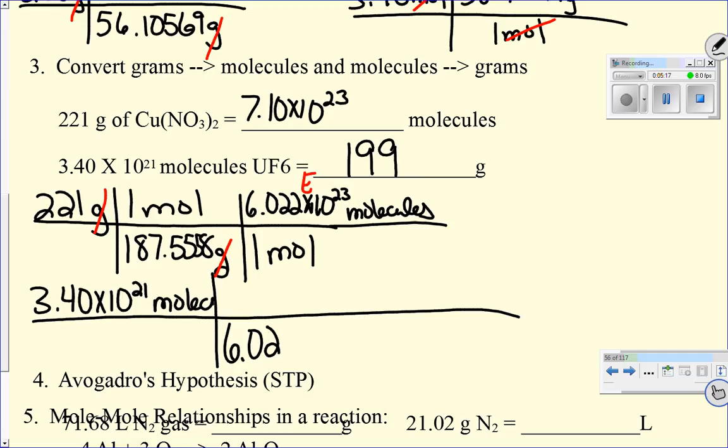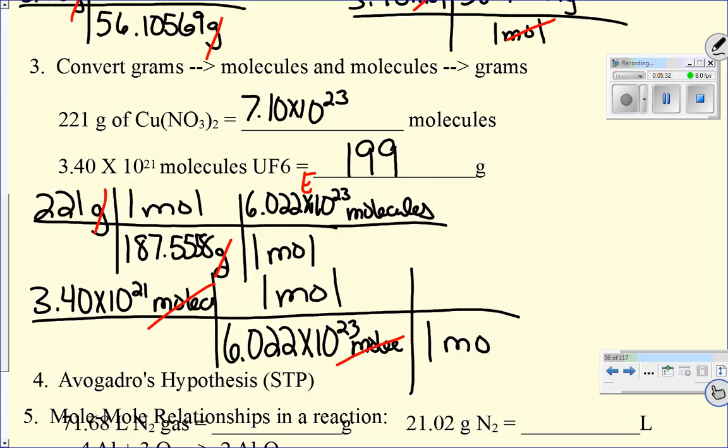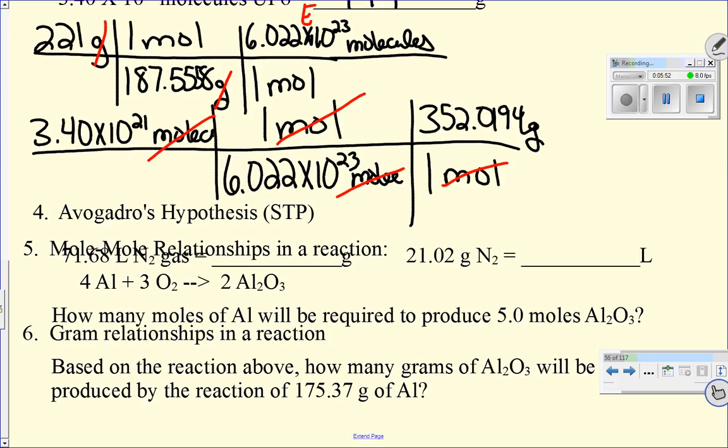I need to get rid of molecules in order to put this into grams. So that will turn my molecules into moles. Next, I need to get rid of moles. I'm going to use my GFM. 1 mole of uranium fluoride is 352.0194 grams. Moles are leaving. Multiply across the top and then divide by that 6.02 times 10 to the 23rd on the bottom, and you should get 199 grams. Each of these had 3 sig figs based on what you started with.